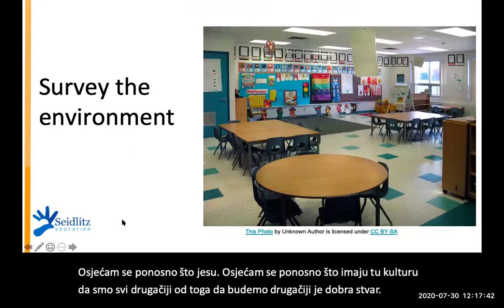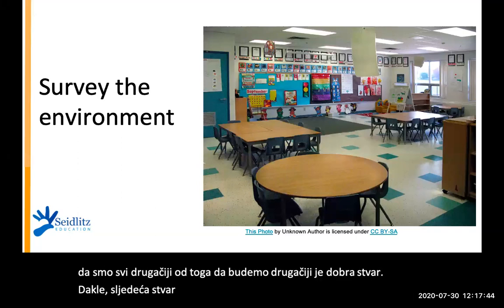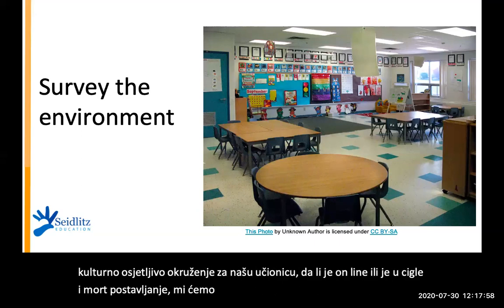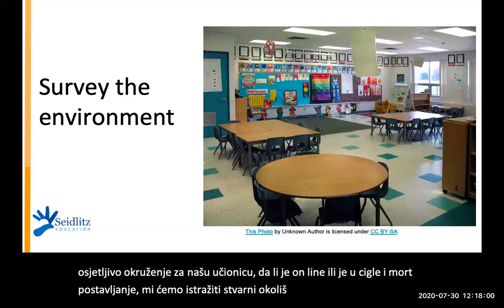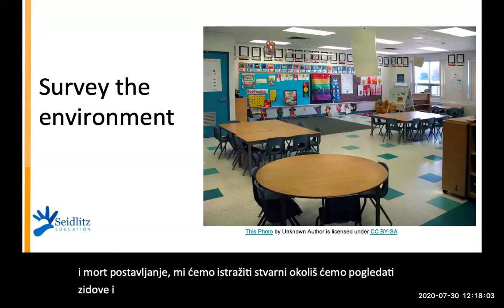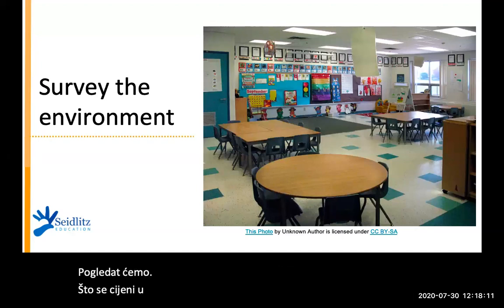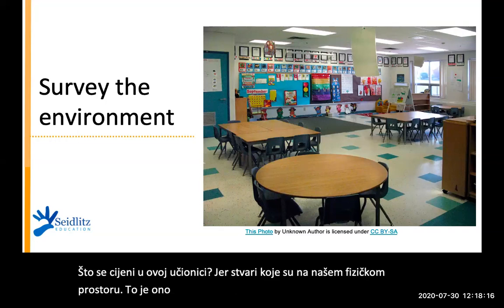So the next thing that we want to highlight as we're making a culturally responsive environment for our classroom, whether it is online or in a brick and mortar setting, is that we're going to survey the actual environment. We're going to take a look at the walls and the space and ensure that it is representative of the students that we have. We're going to look at what is valued in this classroom, because the things that are on our physical space, this is what we value. And our kids can see that, and families can see that when they walk in as well.